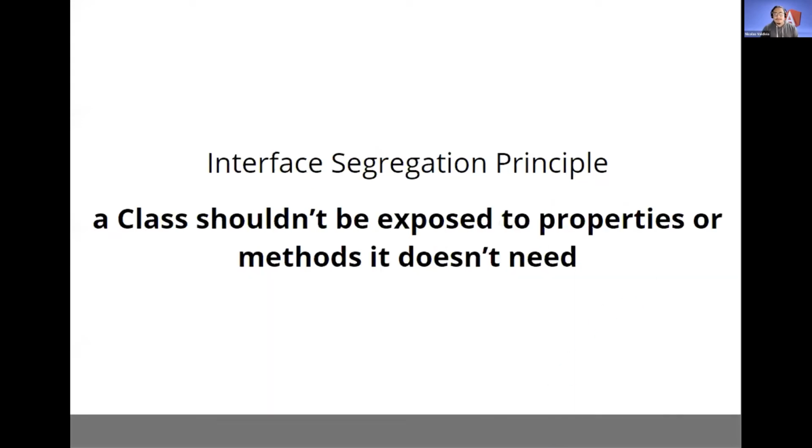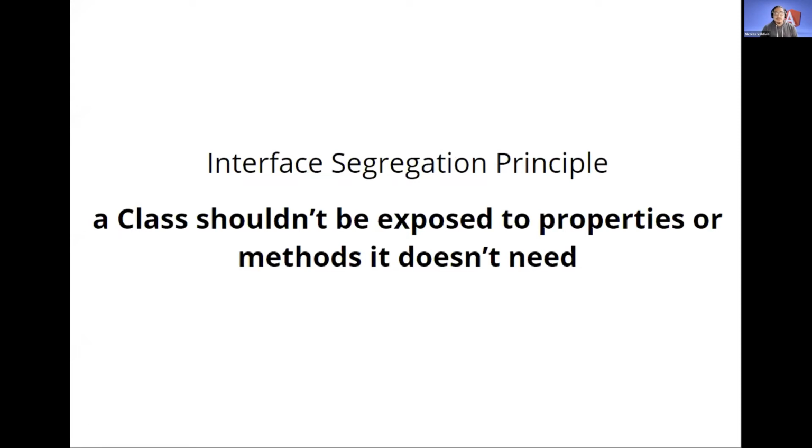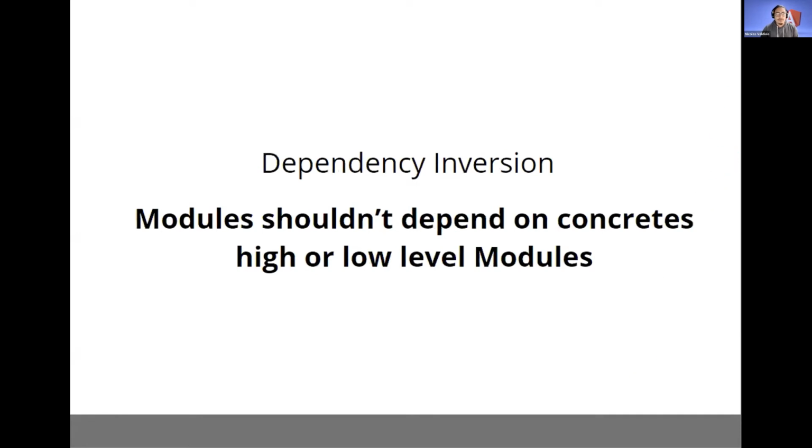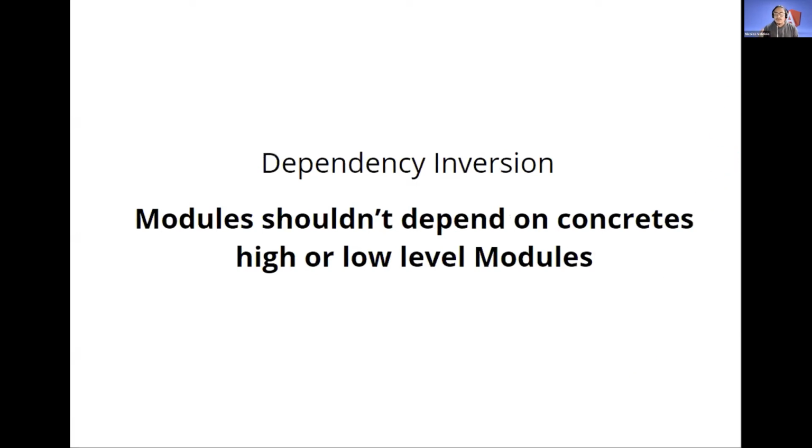The next one is the interface segregation principle, and it says a class shouldn't be exposed to properties or methods it doesn't need. The objective of this principle is to reduce the side effects of using larger interfaces by breaking them into smaller ones. And the last one is dependency inversion, and it says modules shouldn't depend on concrete implementations of high or low level modules. Both kinds of modules, low or high level modules, should depend on abstractions. We can use injection tokens, directives, or services to accomplish that.